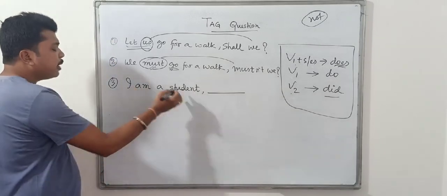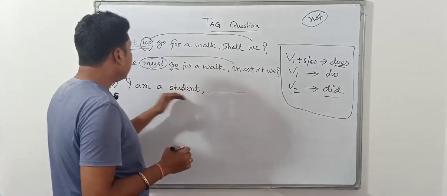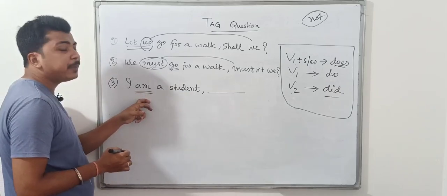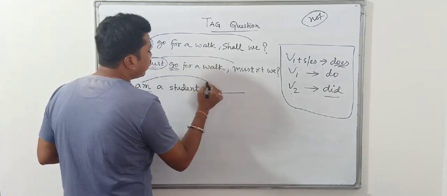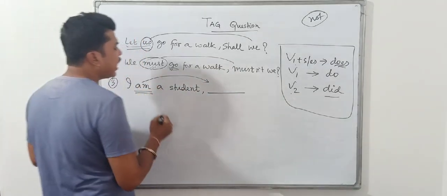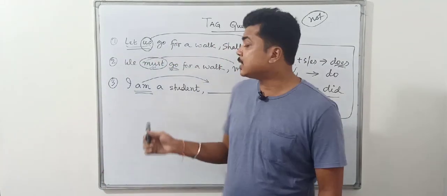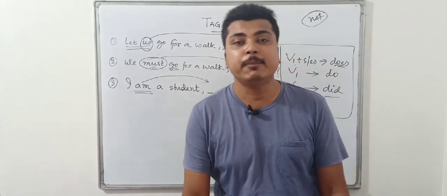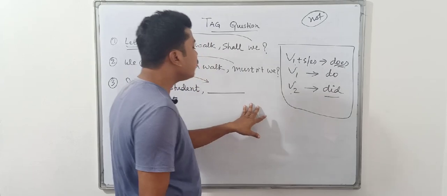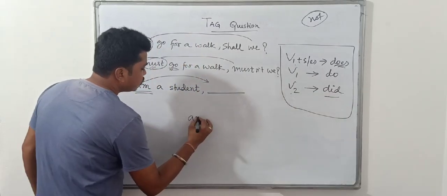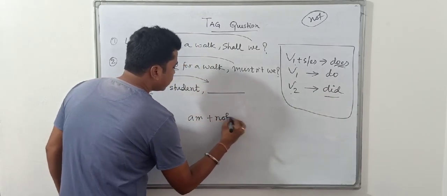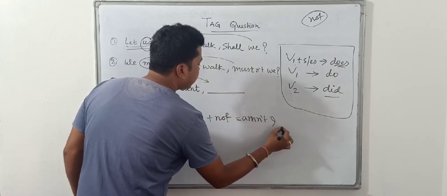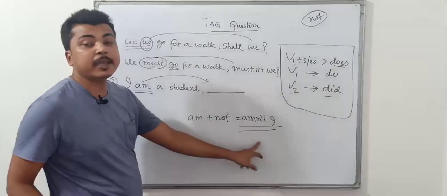Now next question. I am a student. Which is the auxiliary verb here? Am. It is the auxiliary as well as the main verb in the sentence. So we are going to deal with this word. I am a student. What can be the answer of it? It is an affirmative sentence. Most of you might think the answer is, I am a student, amn't I? Am plus not, so it will be amn't I. But it is wrong.